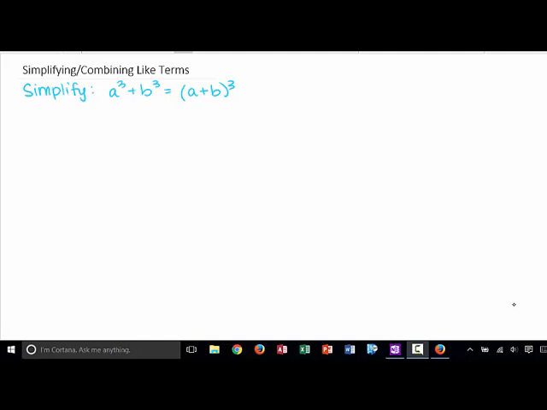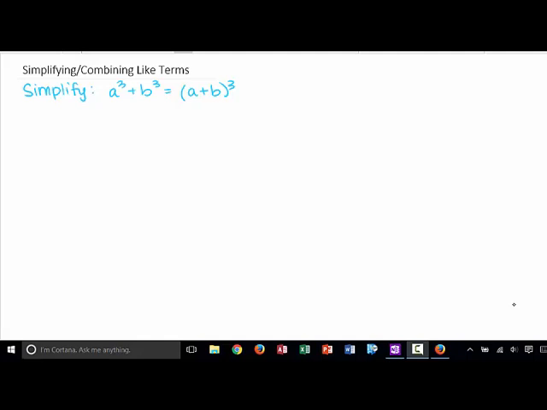So let's just say that I have the equation, or it is not an identity, so we'll just call it an equation for right now. a cubed plus b cubed equals the sum of a plus b quantity cubed. Now, I am not saying that this is true for all a and b. For example, if you put in a 2 and a 1, that is not necessarily true. However, there are values for a and b that would make this statement true.